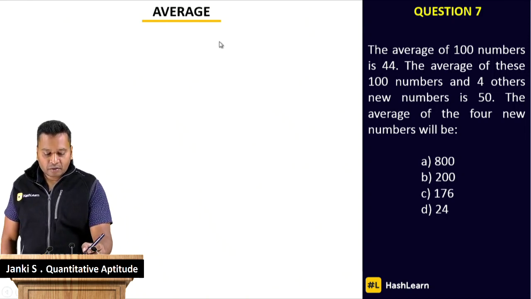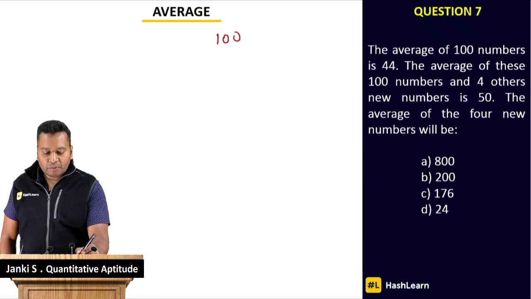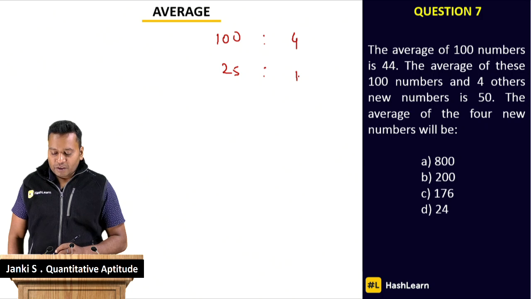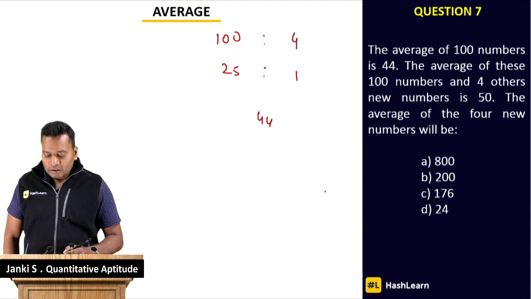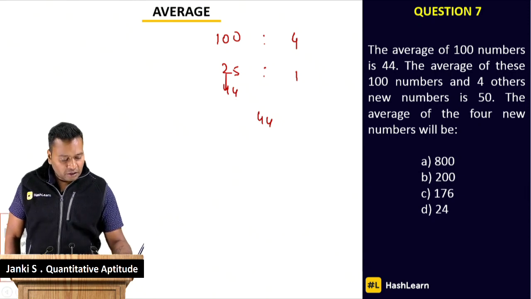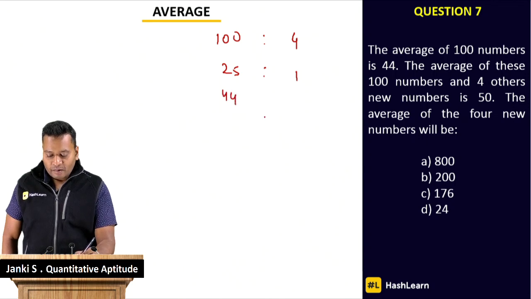Alligation, 100 numbers. So let's talk about 100 numbers here. 100 numbers, and then I have added 4 more numbers, right? That means they are in the ratio of 25:1. The average of these 100 numbers is 44. I'll erase the values for the time being. So let's work on the average of these 100 numbers, 44, and when new numbers are added it becomes 50, right?